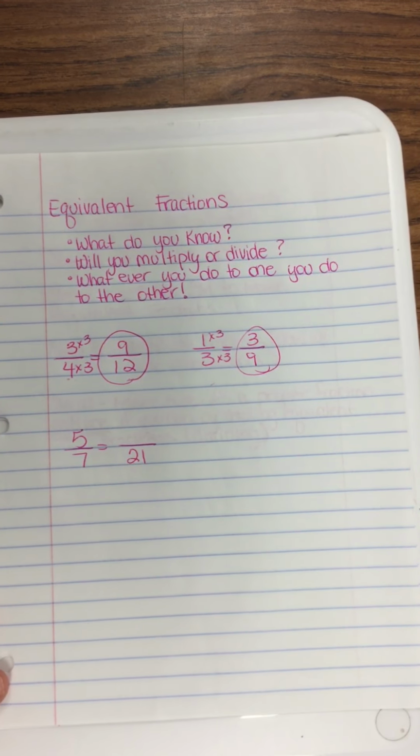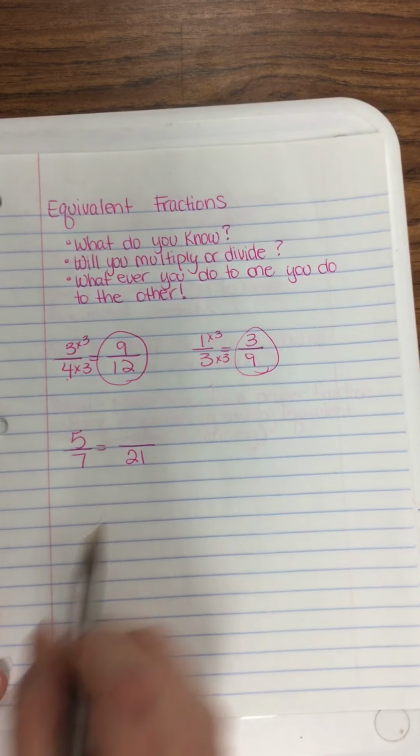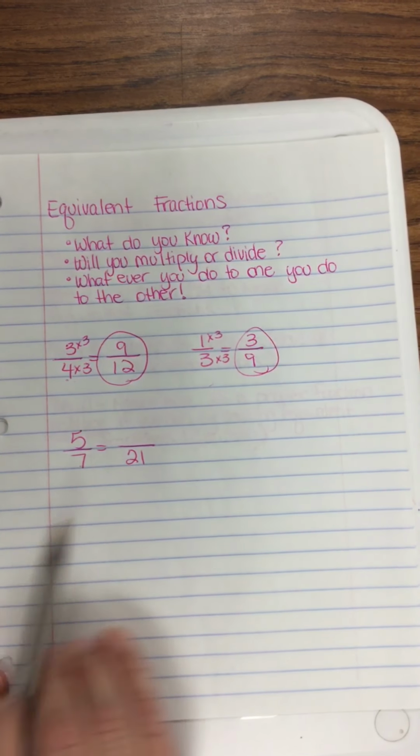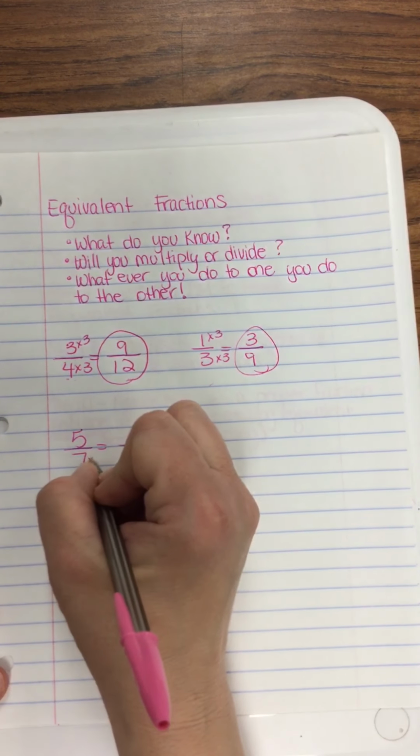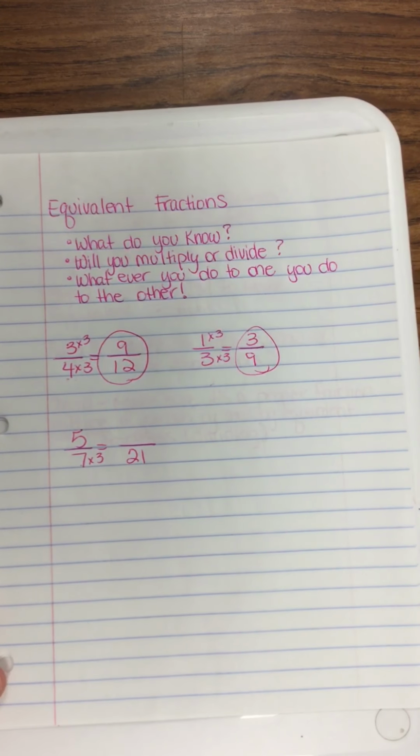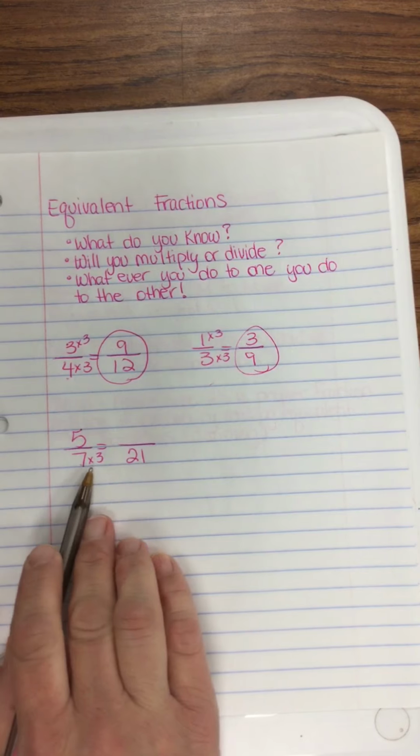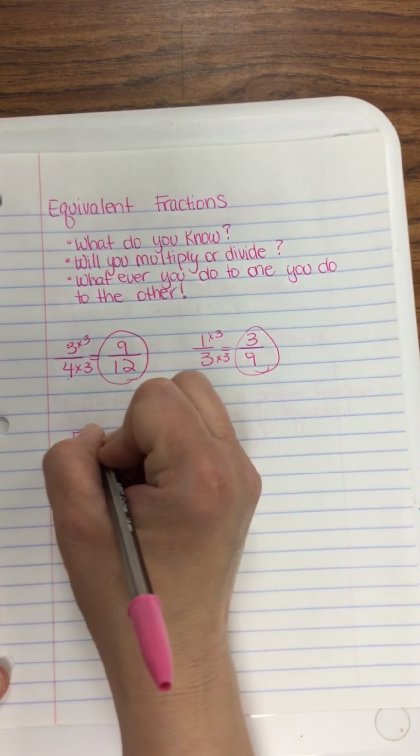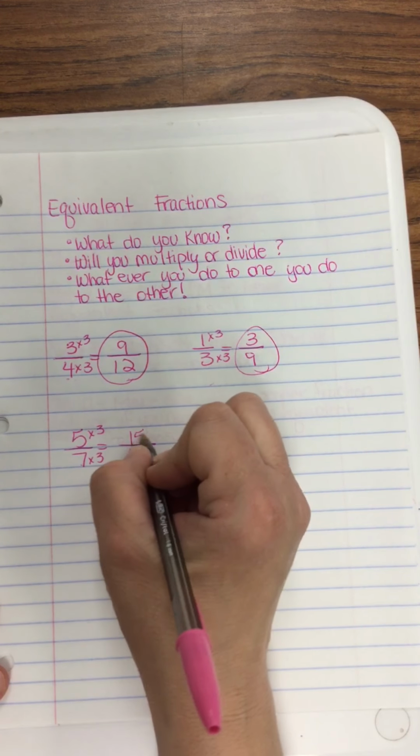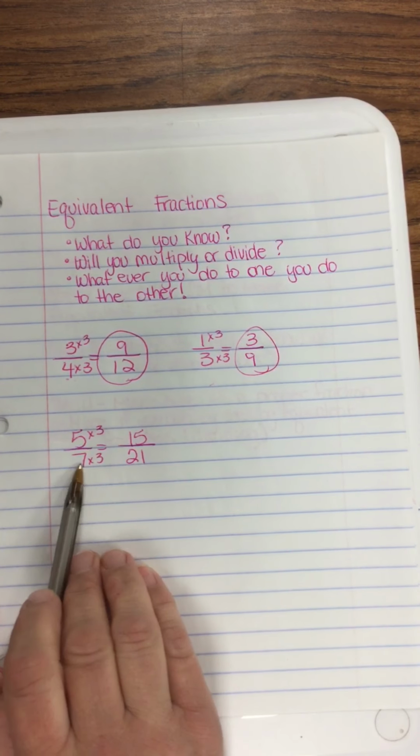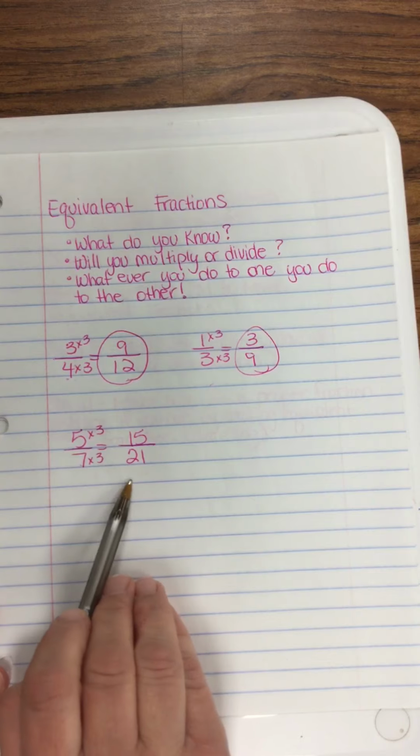Okay, 5/7 equals something over 21. 7 goes into 21 because 7 equals 21. That's what I know. I know it's going to go in there 3 times. So 7 times 3 is 21. Whatever I do to the denominator, I have to do to the numerator. So times 3. 5 times 3 is 15. So 5/7 is equivalent to 15/21.